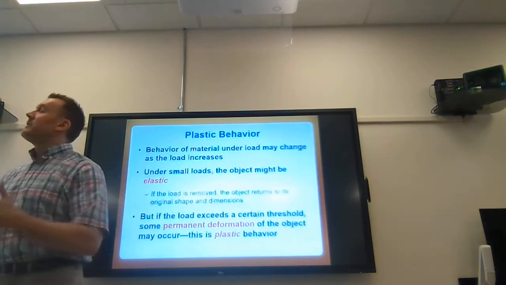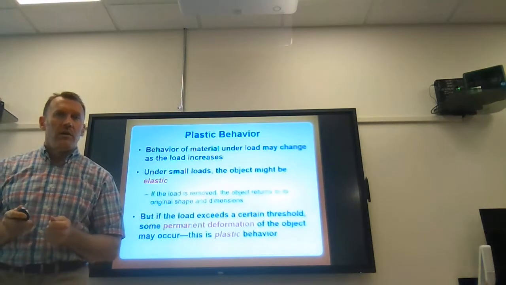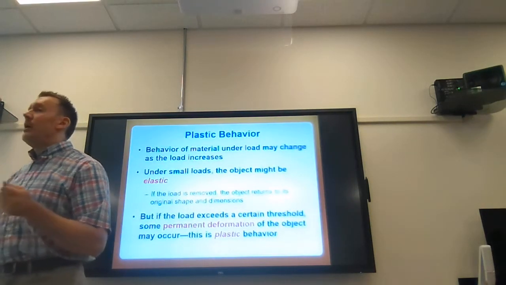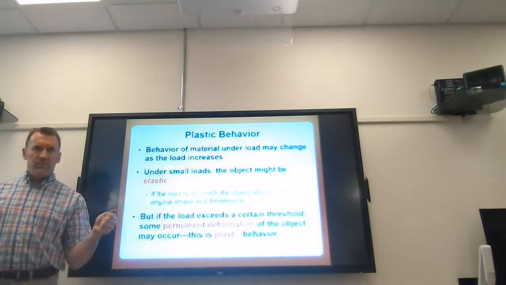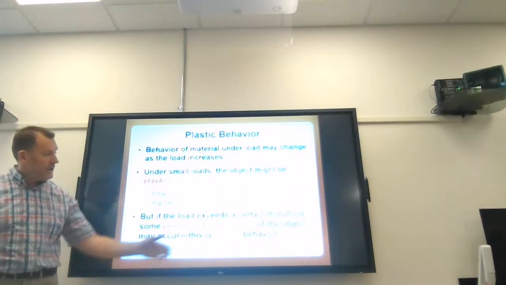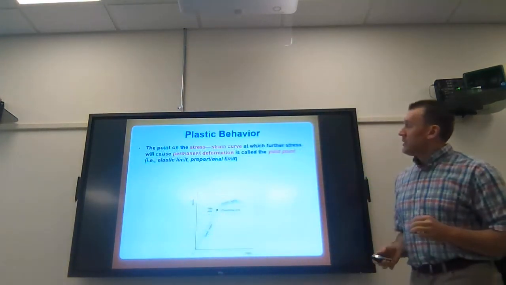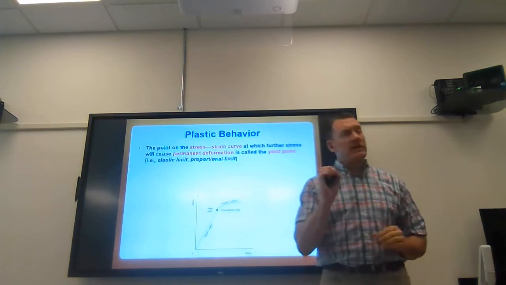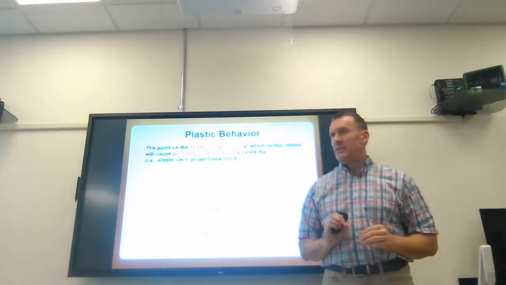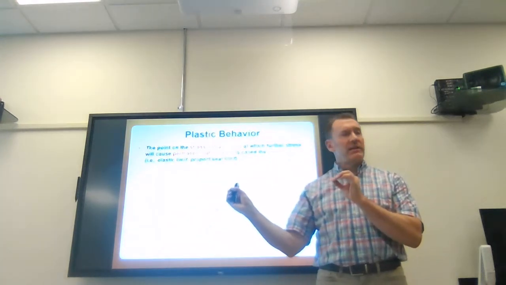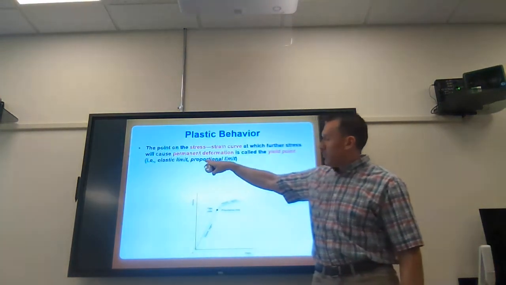Material can also get to the point where it undergoes a permanent deformation. So if a load is large enough or applied for a long enough period of time, that material will stay at that shape. So permanent deformation, that would be plastic behavior. So the point in the stress strain curve where if we apply additional stress, the material stays at that length is called the yield point, sometimes called the elastic limit or proportional limit.